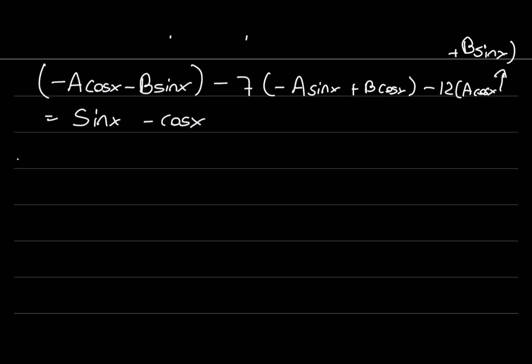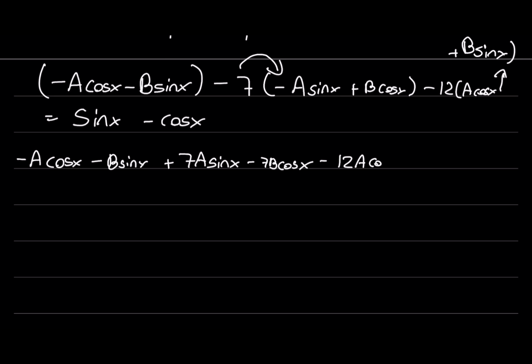So we're going to have negative a cos x, and then minus b sine x. Then when we go through here, we're going to have plus 7a sine x minus 7b cos x minus 12a cos x minus 12b sine x is equal to sine x minus cos x. Wow, that's a lot of things to write in one line.